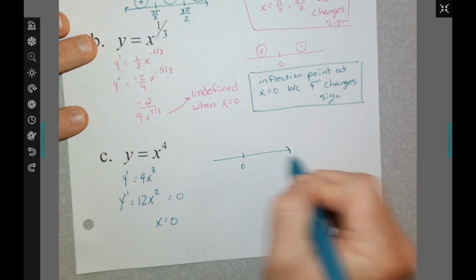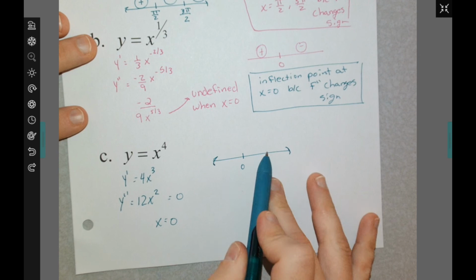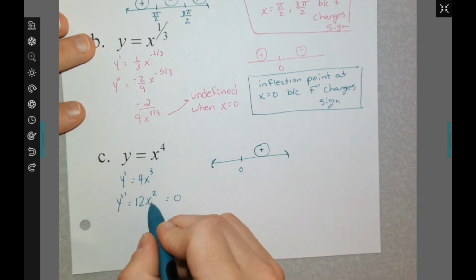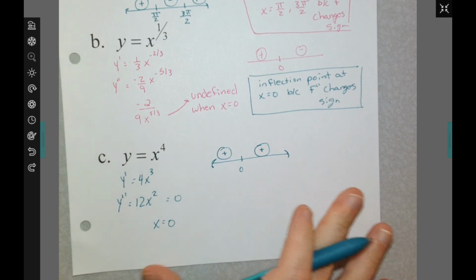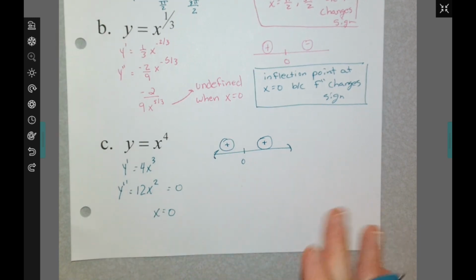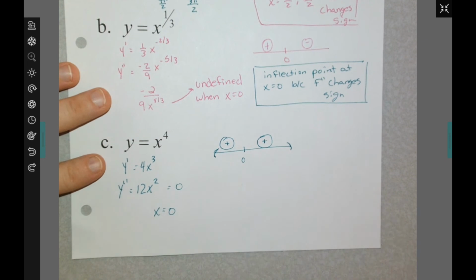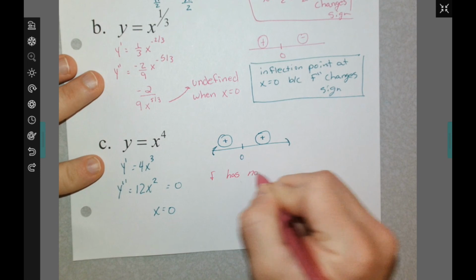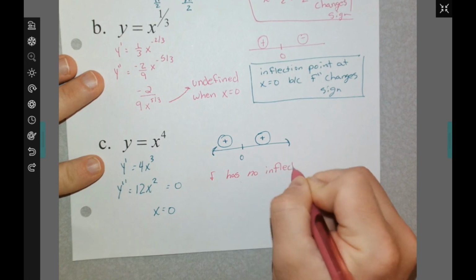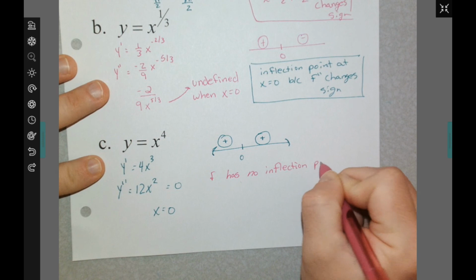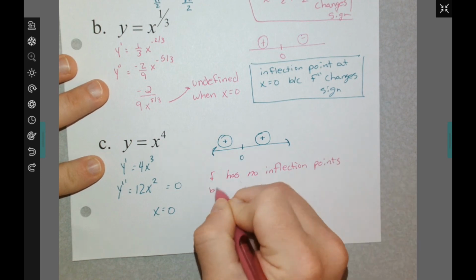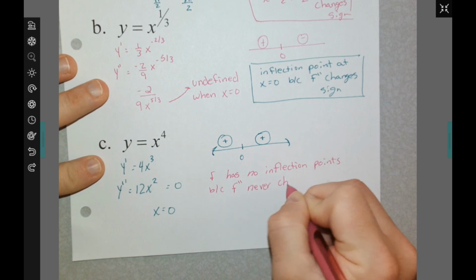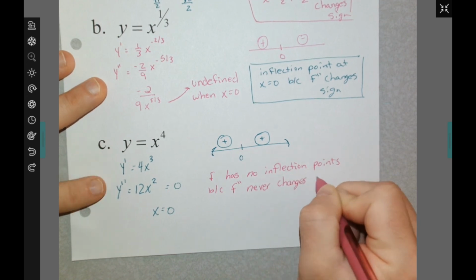Sign charted up. If I plug in a positive 1, we get a positive output. If I plug in a negative 1, squared is positive, so I still get a positive output. So with this, we're going to say f has no inflection points because f double prime never changes signs.